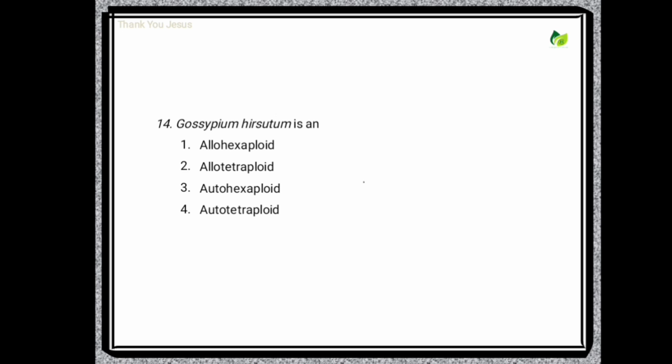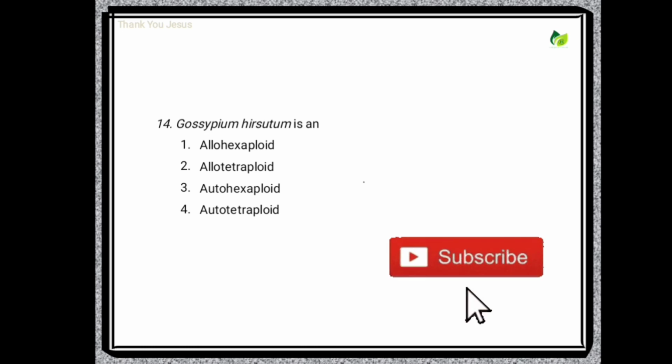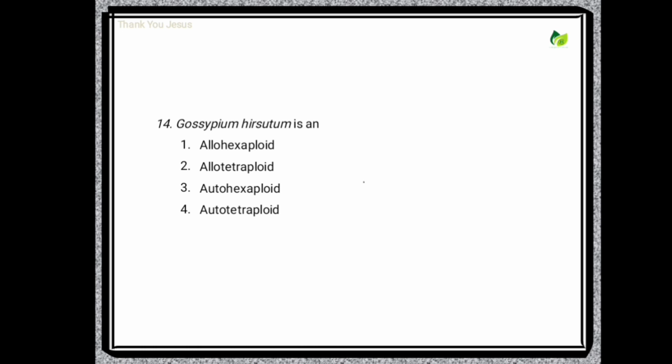Gossypium hirsutum is an. So options are allohexaploid, allotetraploid, autohexaploid, autotetraploid. So which was produced by Beasley. He made a cross between Gossypium herbaceum and Gossypium raimondii. So the answer is, it is an allotetraploid. Okay, it is an allotetraploid. Let's see the next question.